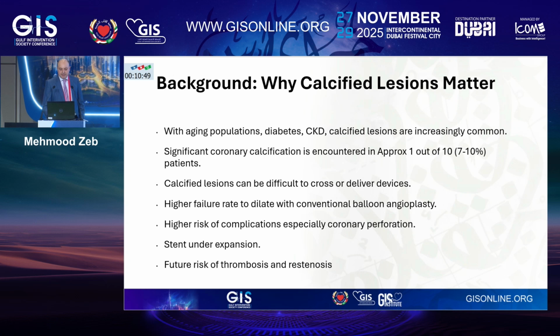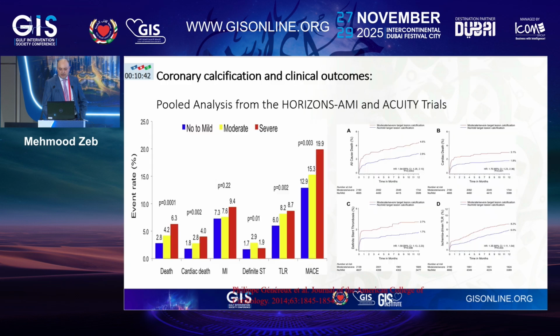Calcified lesions can be difficult to treat percutaneously due to the high failure rate of balloon angioplasty, high risk of complications in terms of coronary perforations and stent under expansion, and future risk of thrombosis and restenosis. This is data from the pooled analysis of the Horizon AMI and Equity trials, which showed that the more severe the calcification is, the worse the prognosis is.